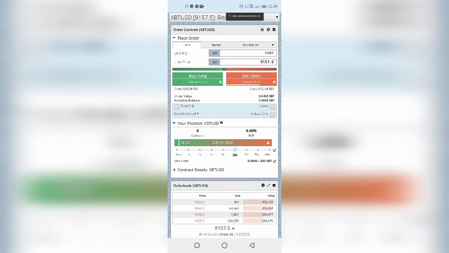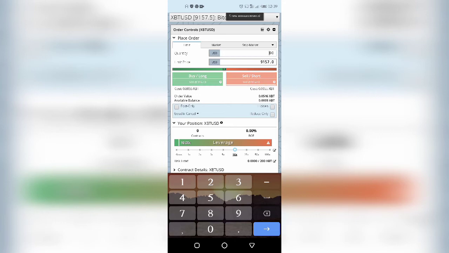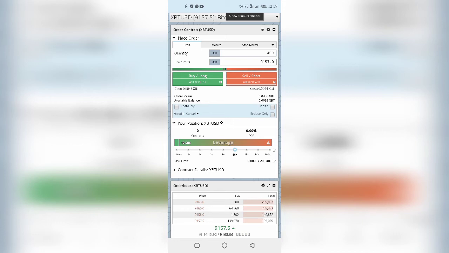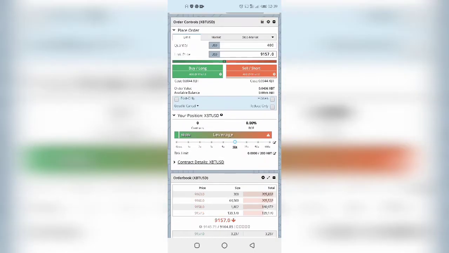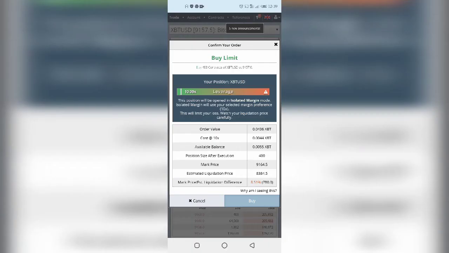So now we have to adjust. Now we've adjusted. All we have now is 400 quantity. This is a little bit less than what's available in the available balance. We're expecting that the price of Bitcoin will go up. So now we've chosen our quantity, we've chosen our leverage position. We can now go ahead and say let's buy long.